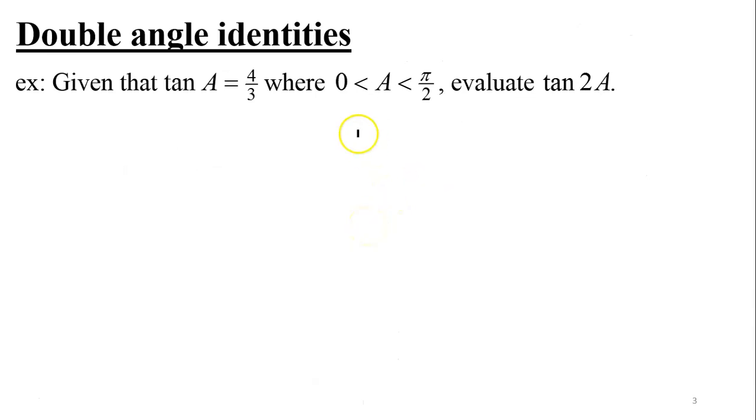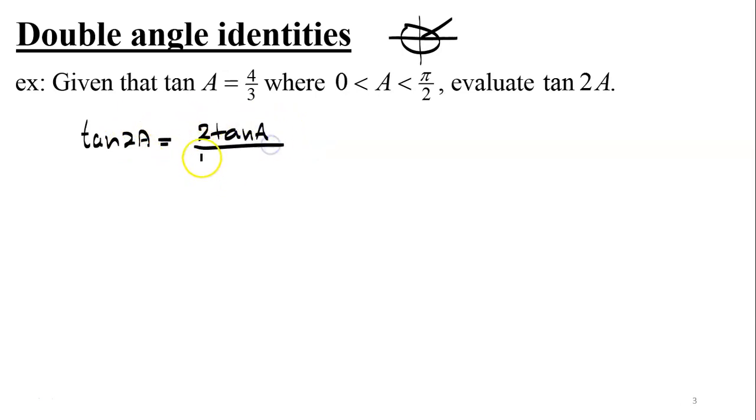Moving forward to the second example, we have tan a equal to 4 over 3, where a is between 0 and pi over 2. That is also in quadrant 1, and I need to evaluate tan 2a. Now, that is very straightforward. All we have to do is just use the double angle identity of tan. So tan 2a would in fact be 2 tan a over 1 minus tan squared a. So I already have tan a, so all I have to do is just replace and simplify.